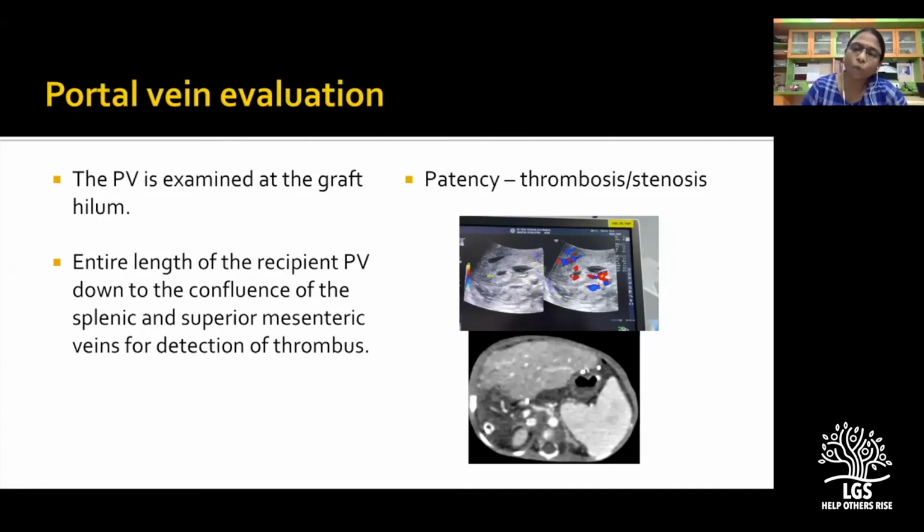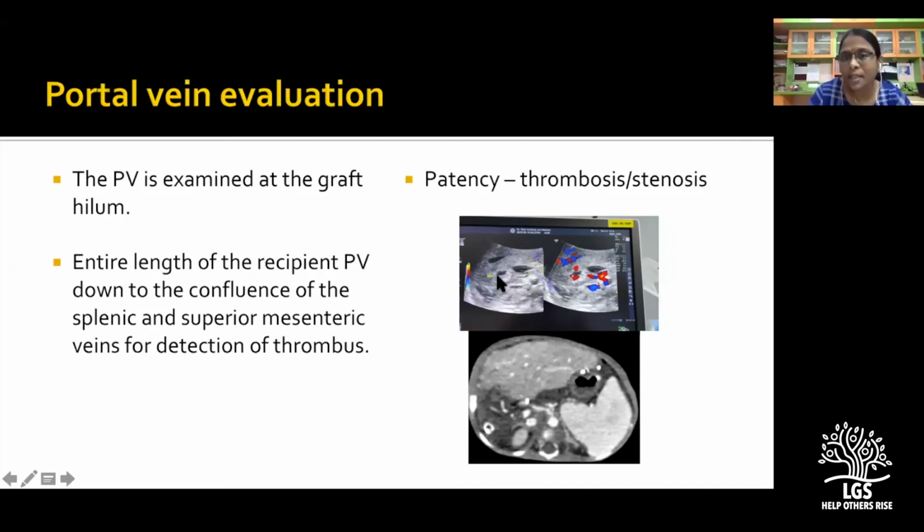The portal vein is usually evaluated at the level of the hilum. In the grayscale, we have to look for the patency of the vessel. We have to look for any echogenic debris inside the lumen or adherent to the wall of the lumen. We have to see the entire length of the portal vein down to the confluence of the splenic and the superior mesenteric vein to detect the thrombus.